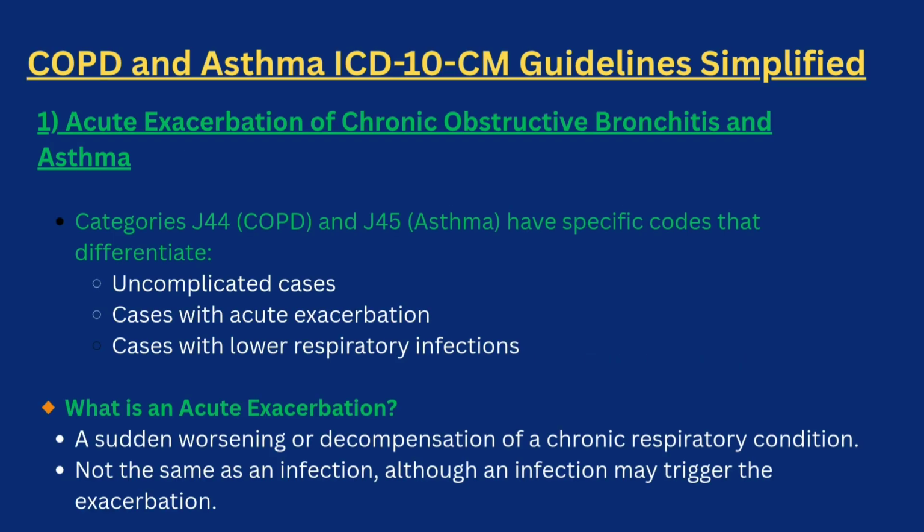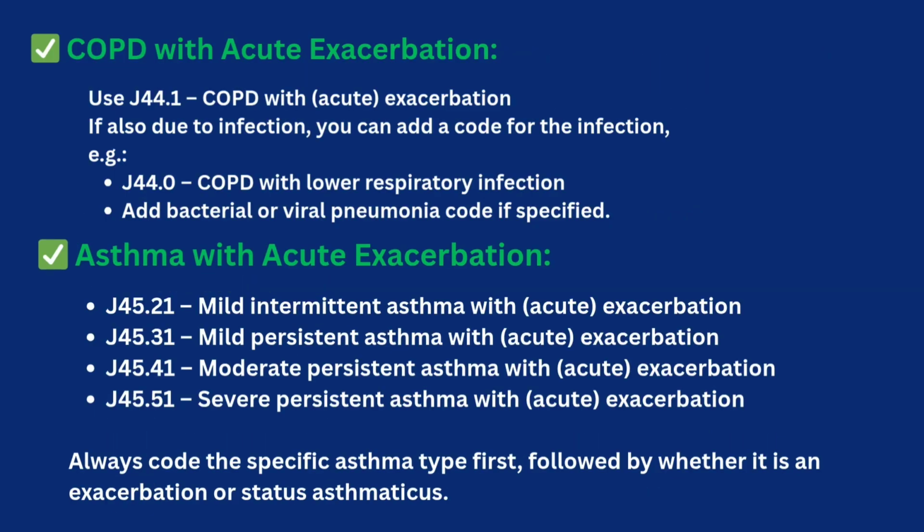COPD and asthma, ICD-10-CM guidelines simplified. So in COPD and asthma, we have acute exacerbation of chronic obstructive bronchitis and asthma. For COPD, we have category J44 and asthma is J45. It is differentiated by uncomplicated cases, acute exacerbation, and lower respiratory infection. What is acute exacerbation? Worsening of the condition is called acute exacerbation. So for COPD with acute exacerbation, you will give J44.1.